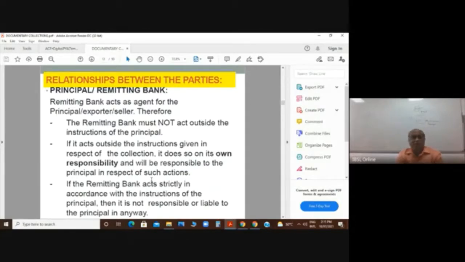Now we'll see what the relationships between the parties are. We talk about the parties. Who are the parties? Principal, that is the exporter. Then importer.